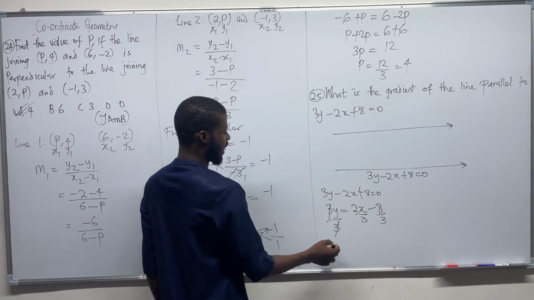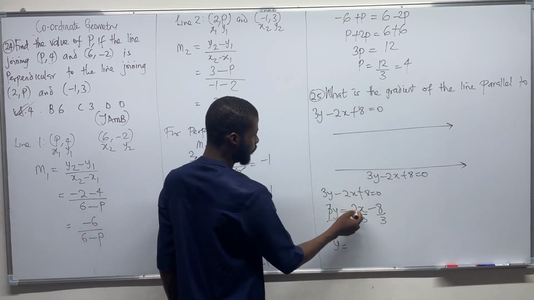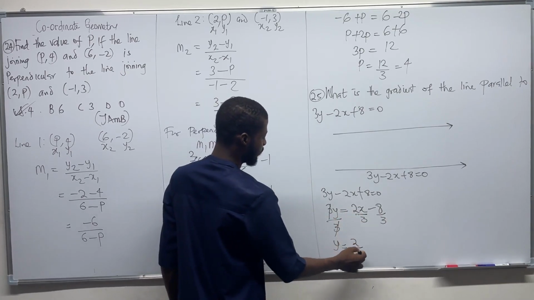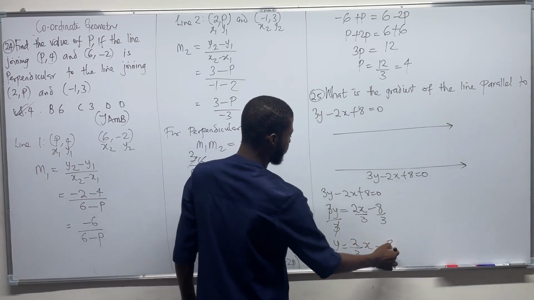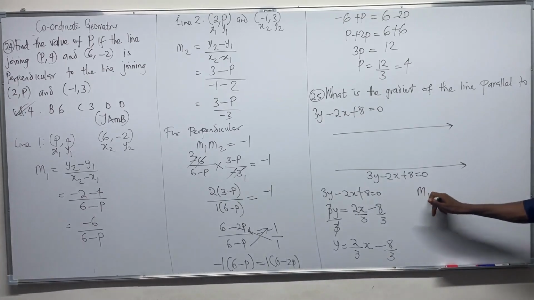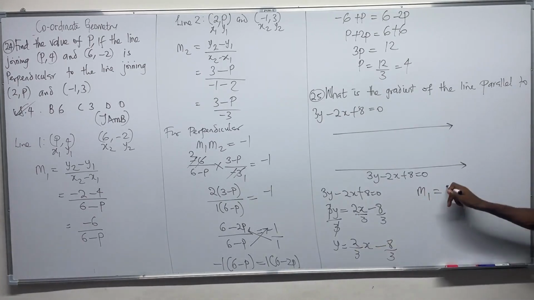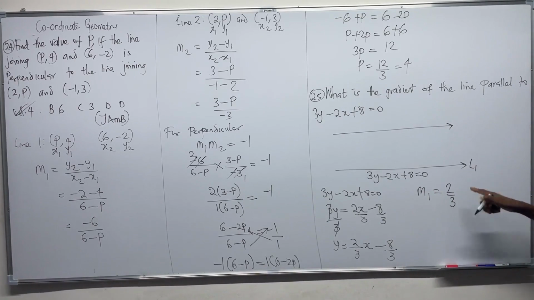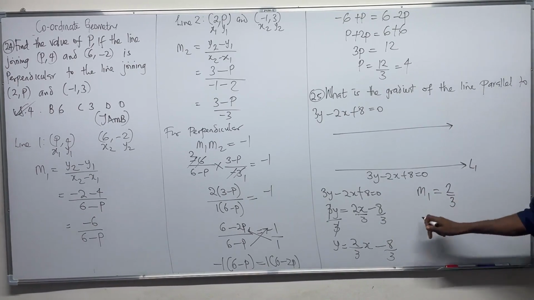So this cancels this out. y is equal to 2 over 3 x minus 8 over 3. So what will become our gradient? m1 is equal to 2 over 3. So this is line 1. So that's 2 over 3. Now what will become m2?